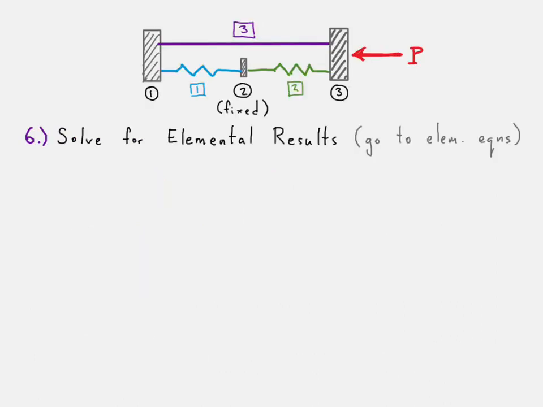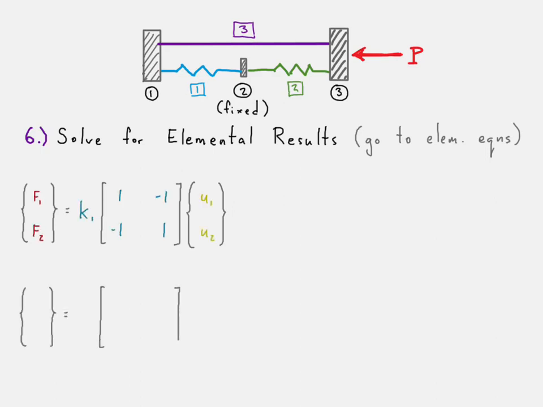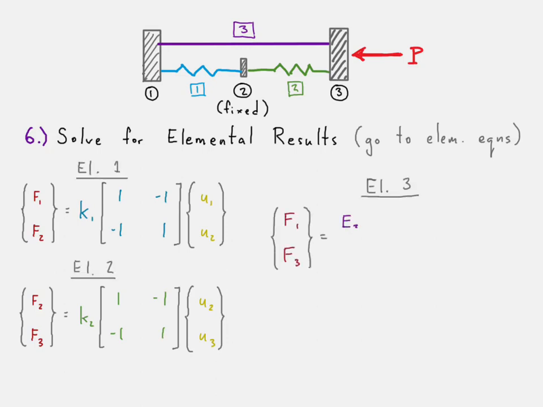Now we can go ahead and solve for the elemental results. And in this case, we go to the elemental matrix equations. So we go ahead and write these in again. There's our elemental stiffness matrix equation for element 1. There's our elemental stiffness matrix equation for element 2. And there it is for our truss element, element 3.